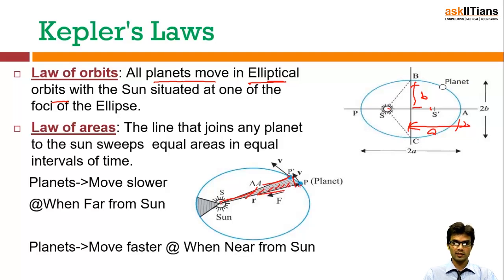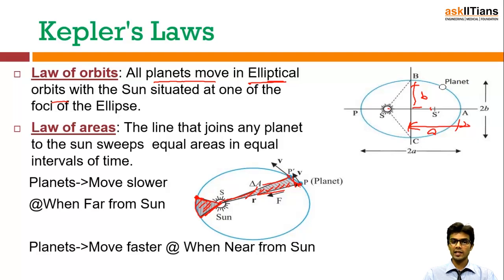Now consider any other point on the path, this point here. Now consider the same amount of time here. So connecting planet and sun, and again the new position connecting this planet and sun, this area and this area will be equal, and the traveling time of the planet from here to here and here to here are equal. So the line that joins any planet and the sun sweeps equal areas in equal intervals of time.